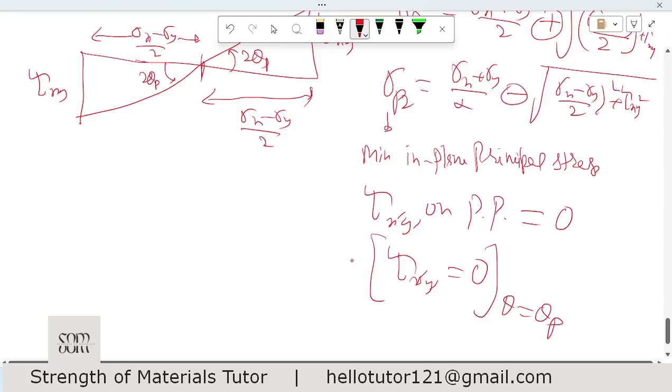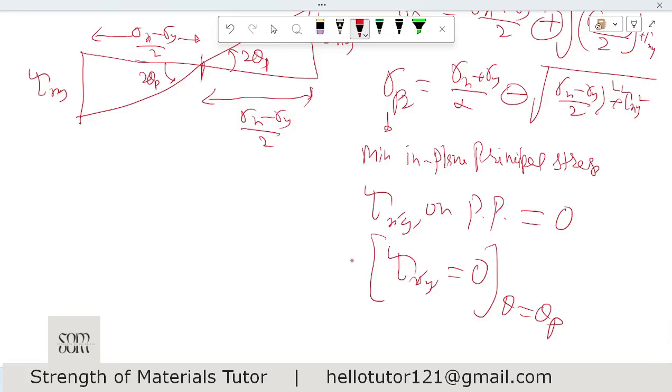In the next class we will solve a problem, and then I will also provide you a homework problem to practice. We will solve the problem on the maximum and minimum in-plane shear principal stress. So that's it for today.